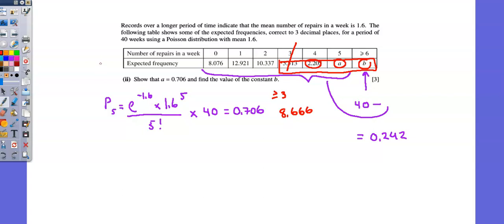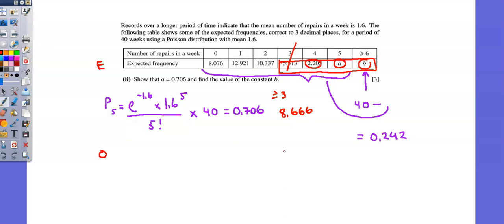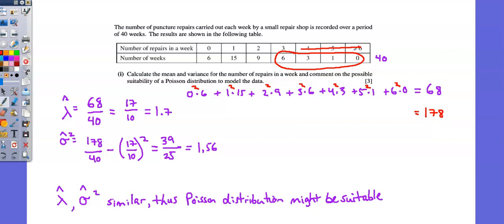These values are my expectations. I also want my observations. Let's go one screen back and get those. Here we're also going to combine into one category the greater than or equal to 3, the weeks relating to 3 on. So I see 6, 3, 1, and 0. Those are going to sum to 10 for the category greater than or equal to 3. And then the category 0, 1, and 2, I have 6, 15, and 9.